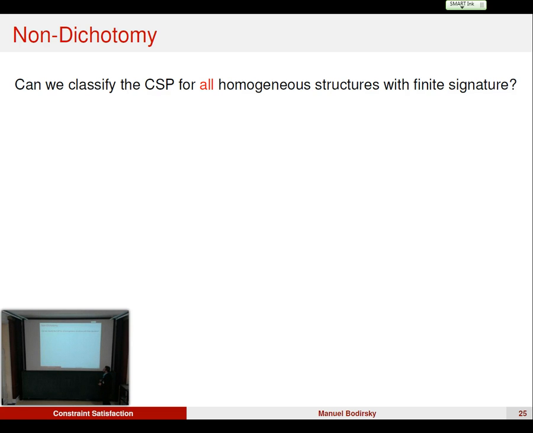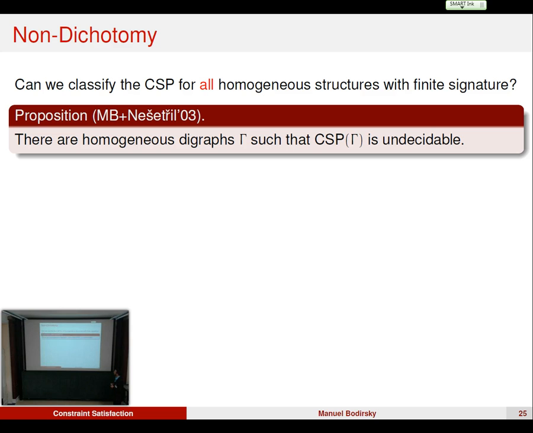So how far can we do complexity classification? There's one negative result, or non-dichotomy. Can we, for instance, do it for homogeneous structures with finite signature? Maybe we can apply this Ramsey method always, but for the computational complexity, it's more tricky. So already in 2003 with Jarek, we observed that there are homogeneous digraphs, Hansen constructed them, for which the CSP is undecidable.